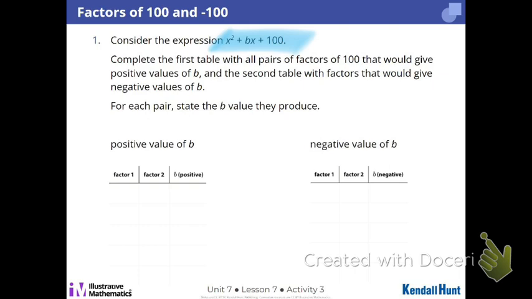Multiply. And there's going to be a lot of different things that b could be depending on what I'm multiplying to be 100. So this is saying when I add them together, I want my b value to be positive. Okay? So if I'm going to add them together and multiply to get to 100, what needs to be true about both my factors?